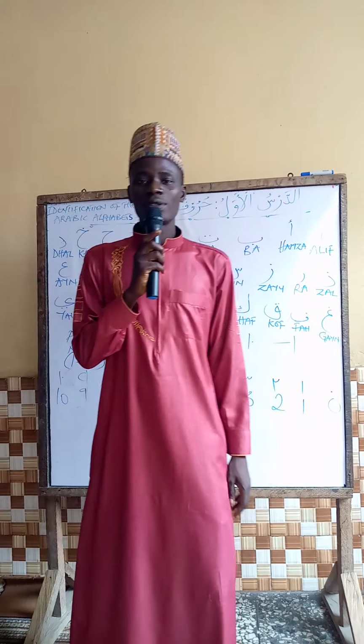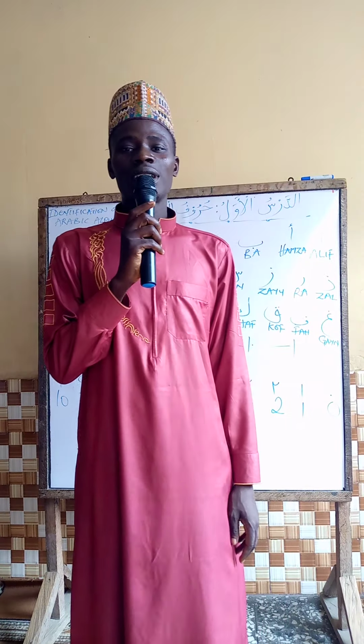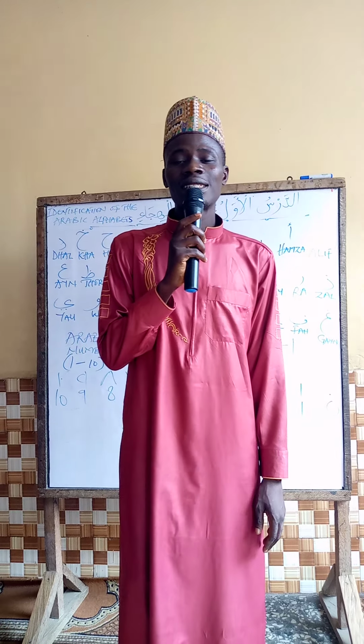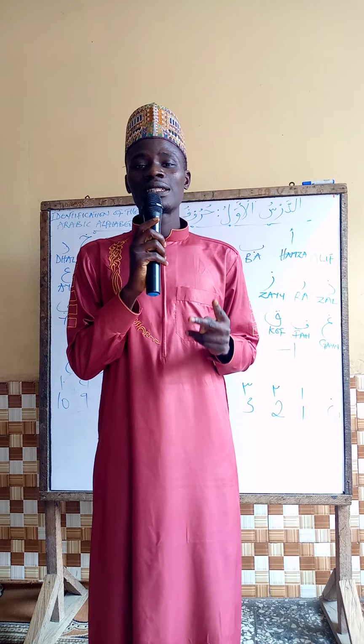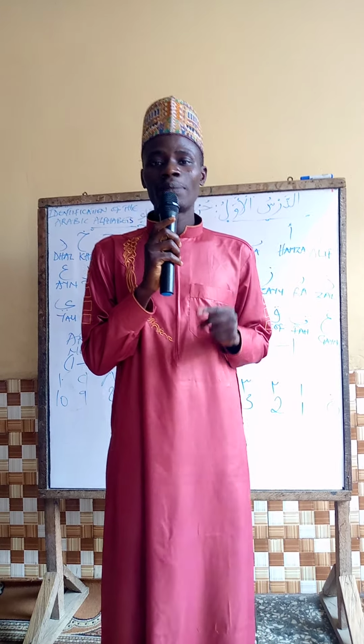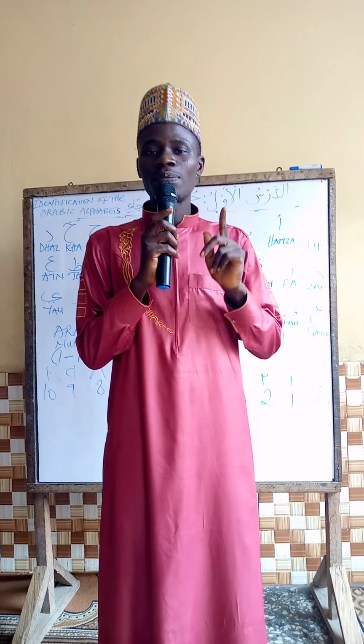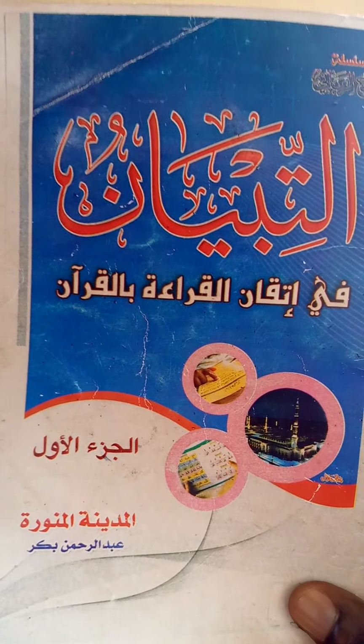Now the class is about to start. The book that we want to use is At-Tibyan. It has two parts, the first part and the second part. Now we are starting with the first part of the material, which is the Arabic alphabet. It's known as At-Tibyan. If you have it as soft copy, please endeavor to print it out as hard copy.